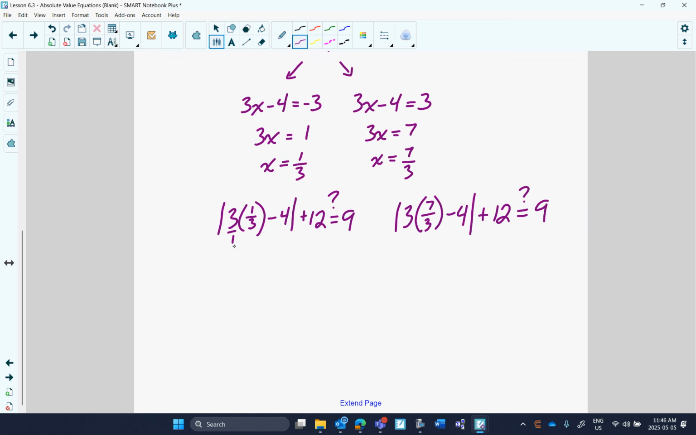Well, 3 times 1/3 is 1, minus 4, absolute value, plus 12, 15 does not equal 9, no good. 3 times 7/3, 7, minus 4, absolute value, plus 12 does not equal 9. No solution. I used to give this as a 1-mark question.